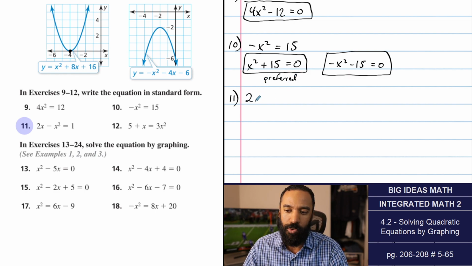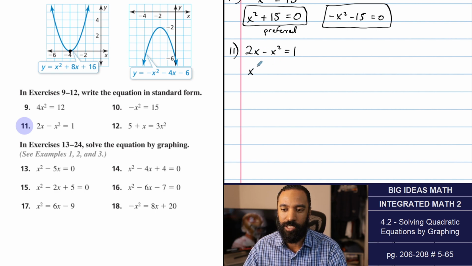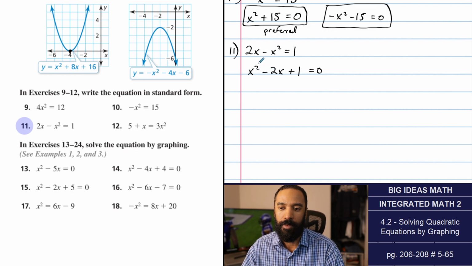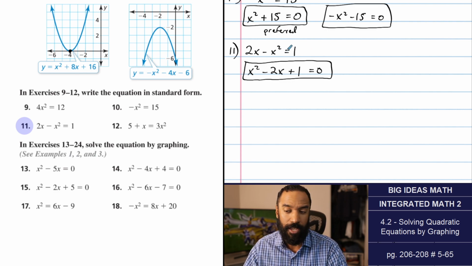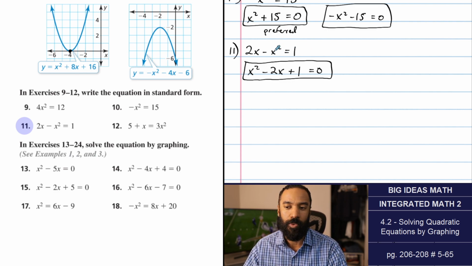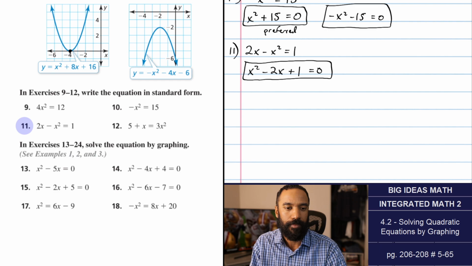Number 11, we have 2x minus x squared equals 1. For the same reason as before, as far as what's preferred, I'd rather add x squared over and subtract 2x over. So we have this. Standard form is in descending order of degree, so I'm going to go with this. Even if I subtracted 1 over, which is fine, I'll have x squared as negative, but even if I do, my x squared term does have to go first. So it would be -x squared plus 2x minus 1 equals 0.